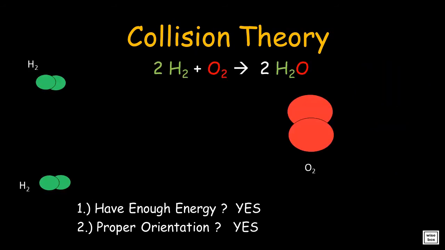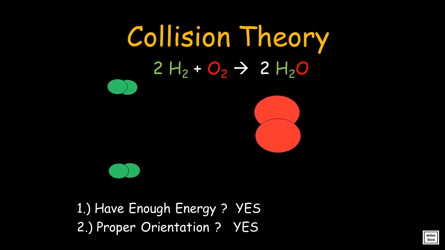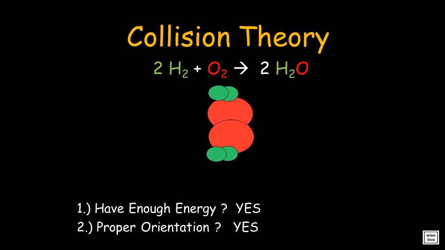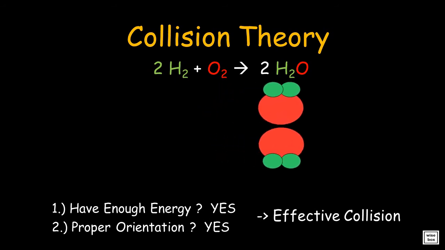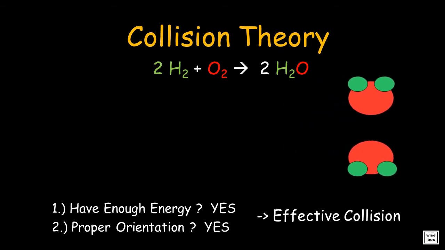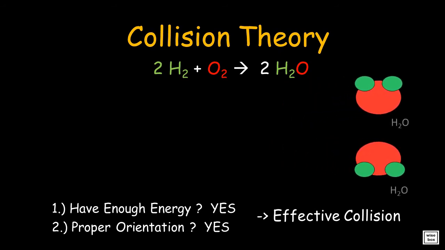Let's now have again the reactants with enough kinetic energy and at proper orientation. But what if they come from opposite directions? What do you think will be the result? Since both conditions are satisfied, this is an effective collision of oxygen and hydrogen molecules. The reaction proceeds, and this produces the water molecules.